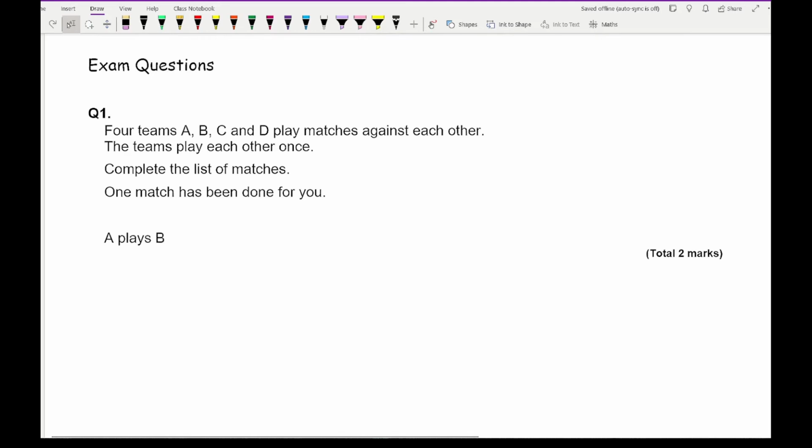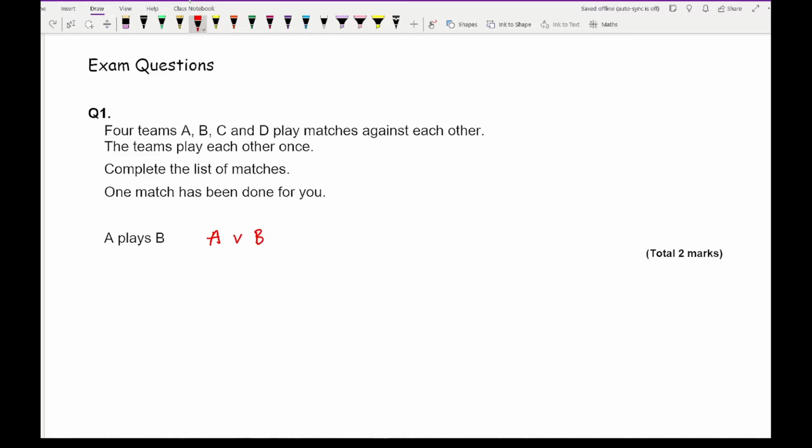So in example 1, it says that 4 teams A, B, C, D play matches against each other. Each team plays each other once. Complete a list of matches. One match has been done for us. So for this, I'm just going to change this because I'm going to try and save time in terms of writing. So what I've got is A v B. Now I'm going to stick with A and we're going to write down all the matches of A playing each other.